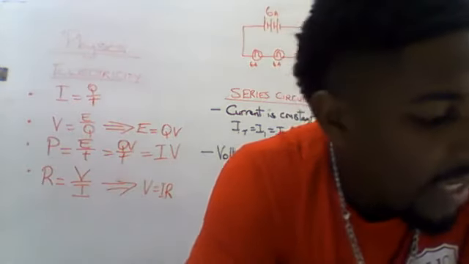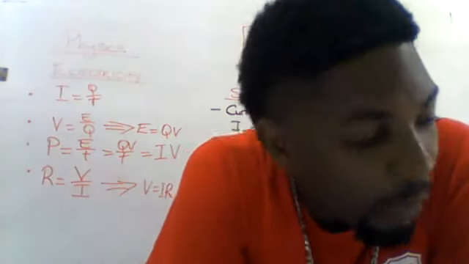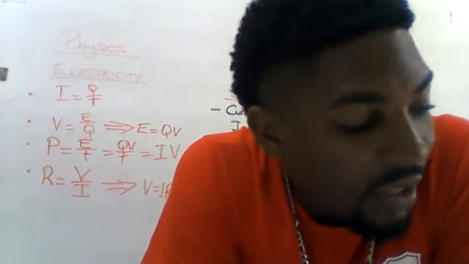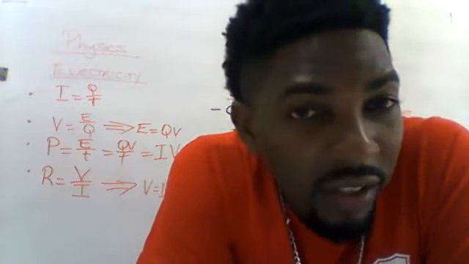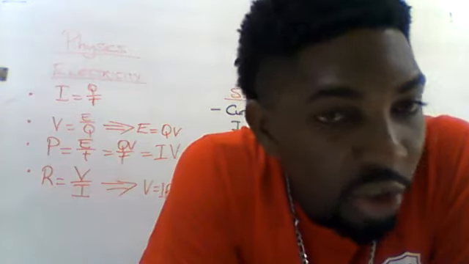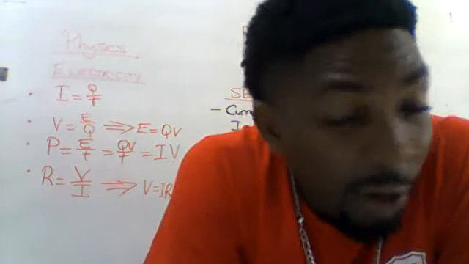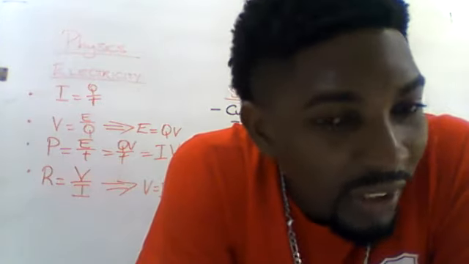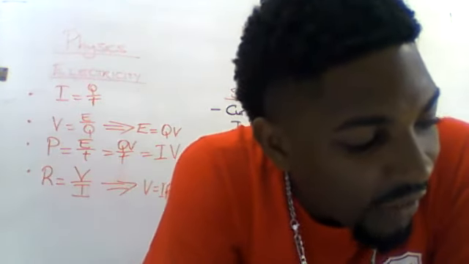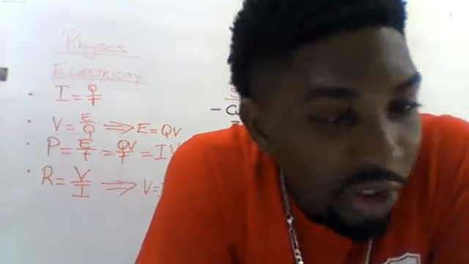And Ohm's law states that at constant temperature, the potential difference across the ends of a conductor is directly proportional to the current through it. So basically it's saying, I'll repeat it, at constant temperature, the potential difference across the ends of a conductor is directly proportional to the current through it.